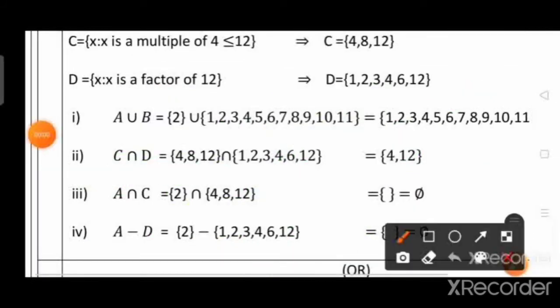Okay, now the last one, A minus D. Up to now we have discussed union and intersection only, but here there is a new symbol, minus. So here {2} minus {1, 2, 3, 4, 6, 12}. In our earlier classes we have discussed how to write minus, so you just have to see.